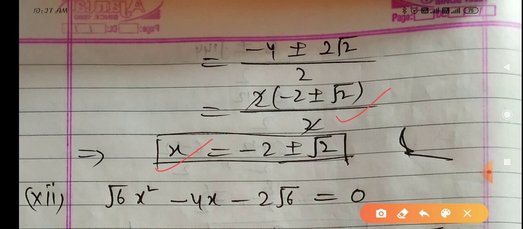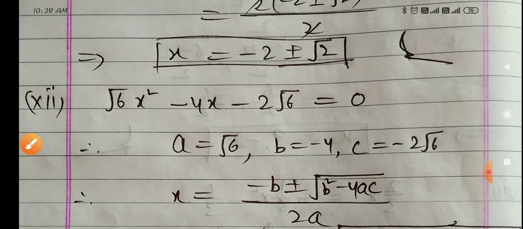So x equals minus 2 plus minus root 2. This is the final answer. These are also the two roots. One root is minus 2 plus root 2 and the second root is minus 2 minus root 2. These two roots can be written like minus 2 plus minus root 2. So this is the solution.